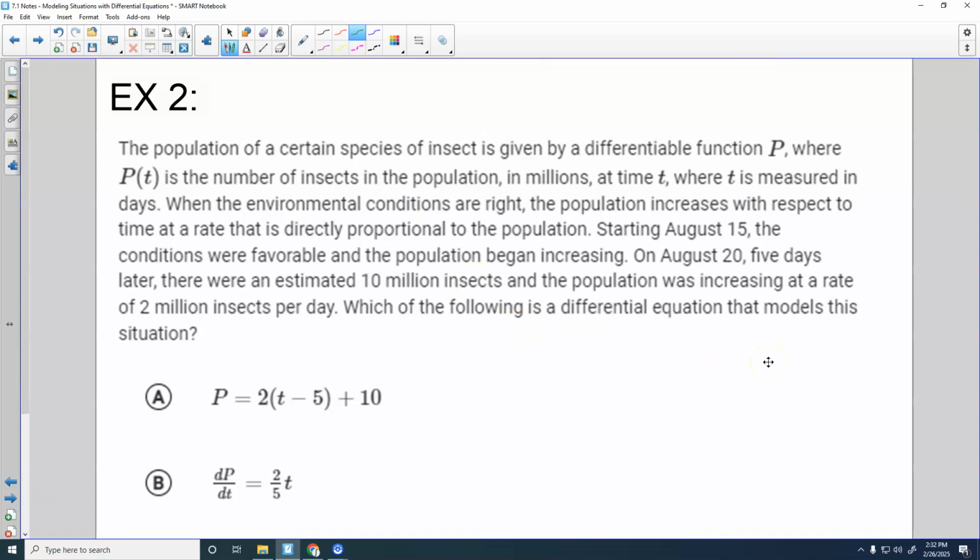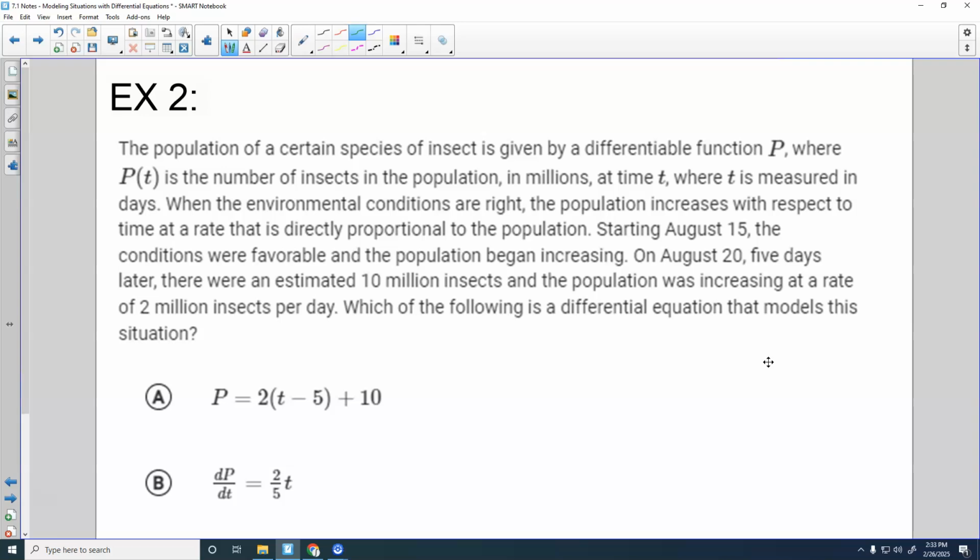is the number of insects in the population in millions at time t, where t is measured in days. When the environmental conditions are right, the population increases with respect to time at a rate that is directly proportional to the population. Starting August 15th, the conditions were favorable and the population began increasing. On August 20th, 5 days later, there were an estimated 10 million insects, and the population was increasing at a rate of 2 million insects per day. Which of the following is a differential equation that models the situation?